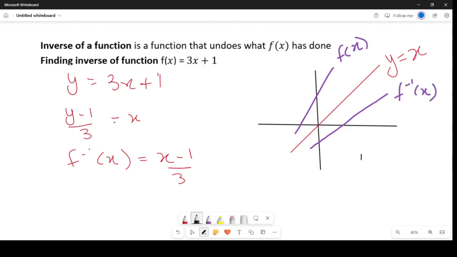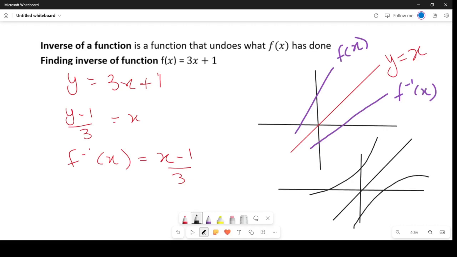Similarly, if a graph of a function is like this, then you will reflect it on this line and get a graph like this. One of these would be f(x) and the other one would be f inverse of x. That's the graphical relationship between a function and its inverse.